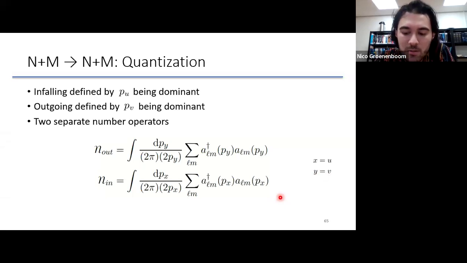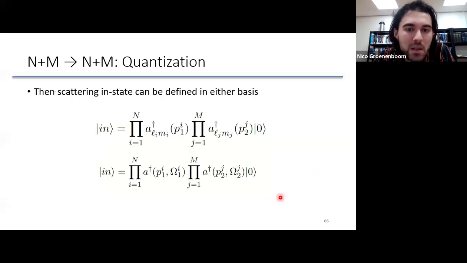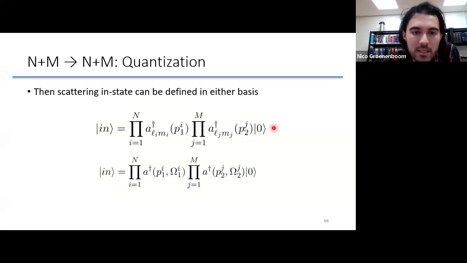And this allows us to nicely define the n plus m state, where we have some in state, which with a creation of n particles with P1, and creation of m particles with P2. So this creates n plus m particles in total. And this can, again, also be done in the position basis if desired.